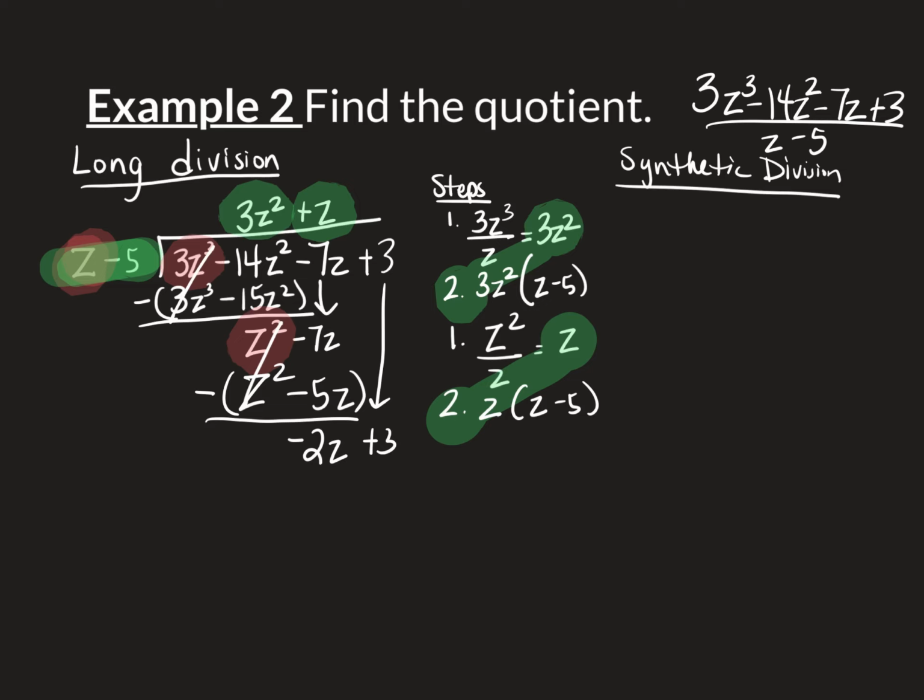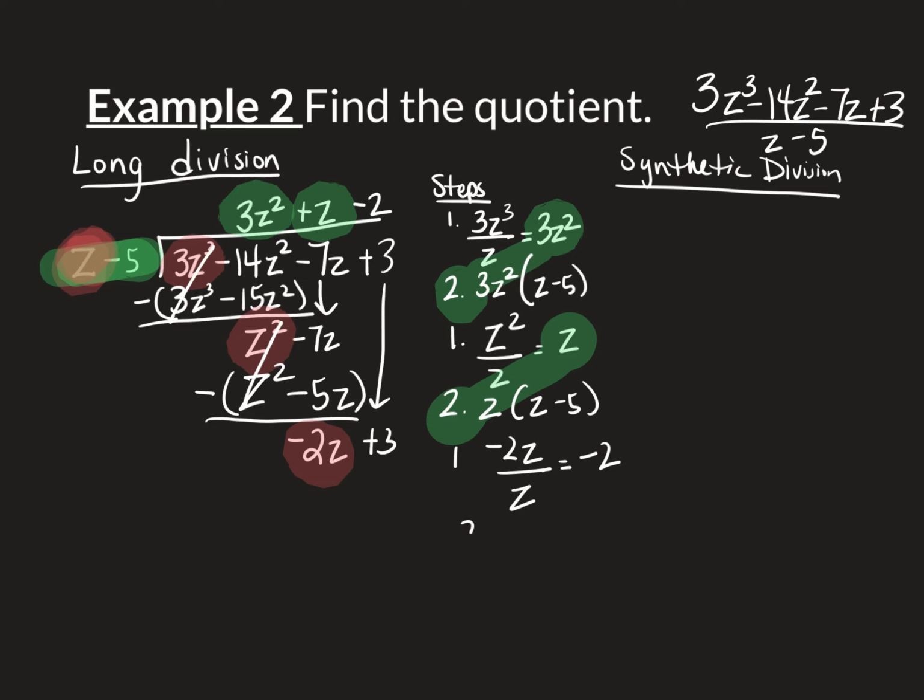So step 1, my new dividend is negative 2z. Divide it by the first term of the divisor. So that's what I'm going to do. Step 1, negative 2z divided by z. My divisor starts with z, so z is what I divide by, equals negative 2. Then that answer goes above its like term. So positive 3 is its like term, negative 2.